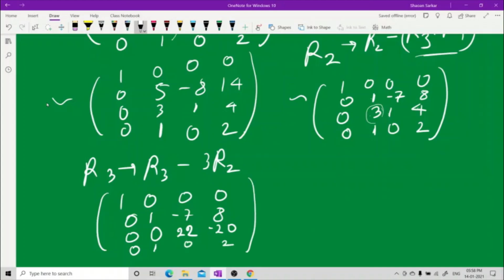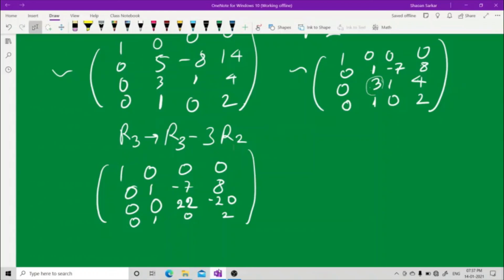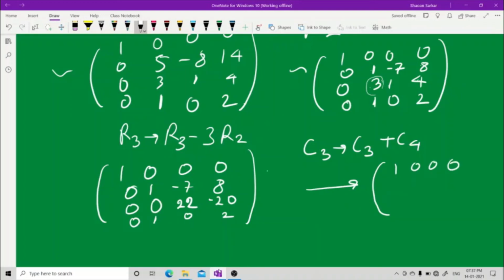Now what I do is, C3 is to be replaced with C3 plus C4, and we will get 1, 0, 0, 0, 0, 1, minus 7.